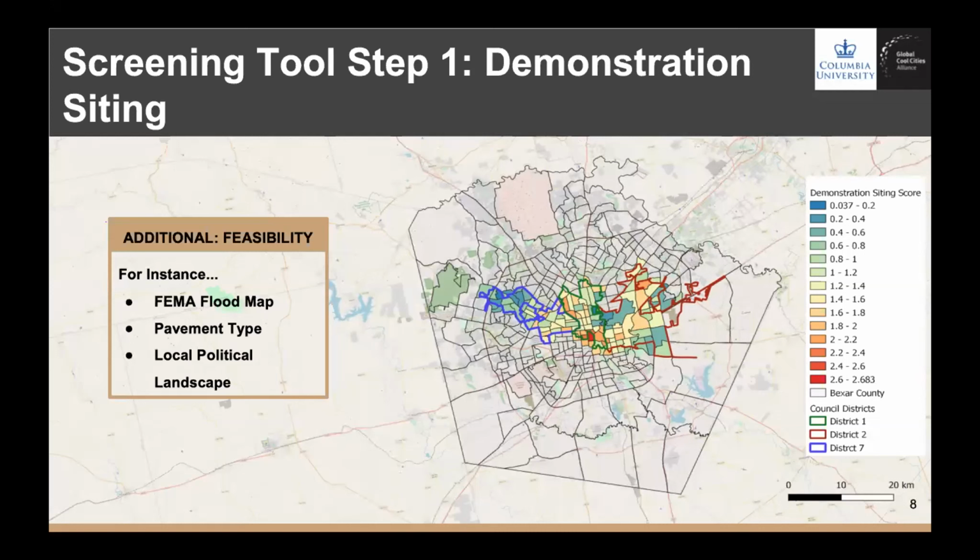So the final output of this screening step is the choropleth map you see on the slide right now. The areas highlighted in red scored the highest according to our index and are most in need of cool pavement solutions. This step narrowed down potential pilot locations to about 2% of the total area considered.